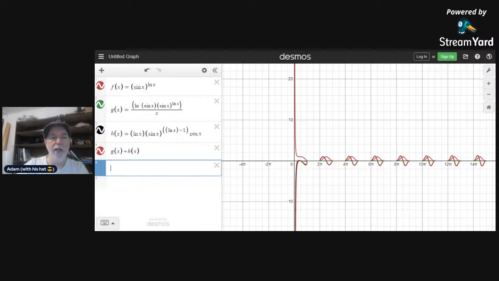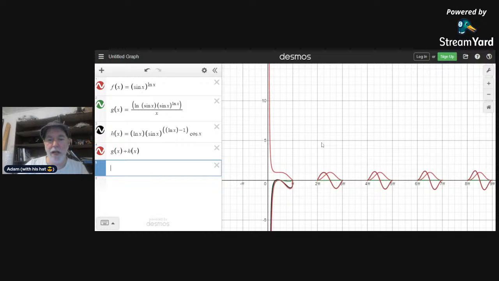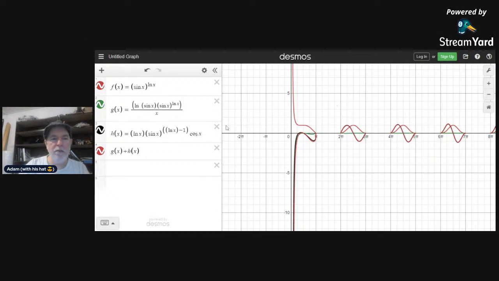Oh, okay, that looks good. That looks good, but it looks a little off though. What in the world is going on here? So there's h. Oh yeah, there's h. Then there's g. Okay, and here's the original.